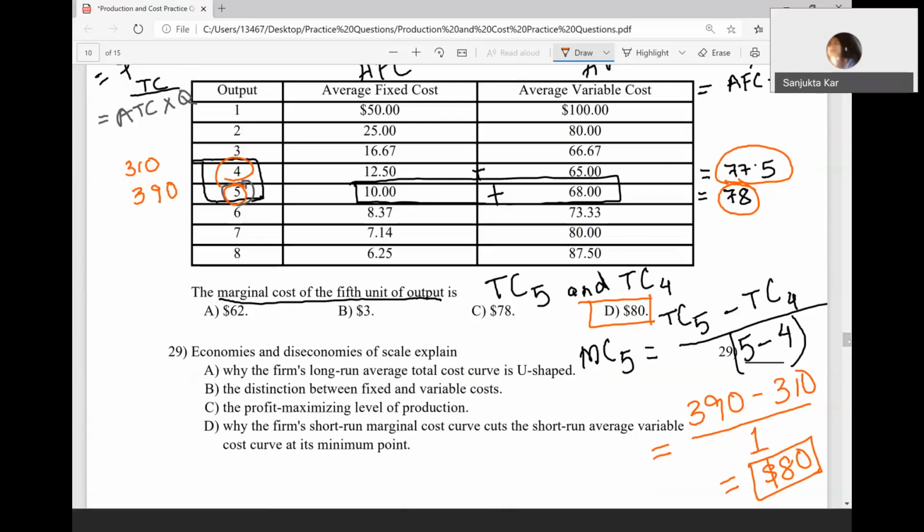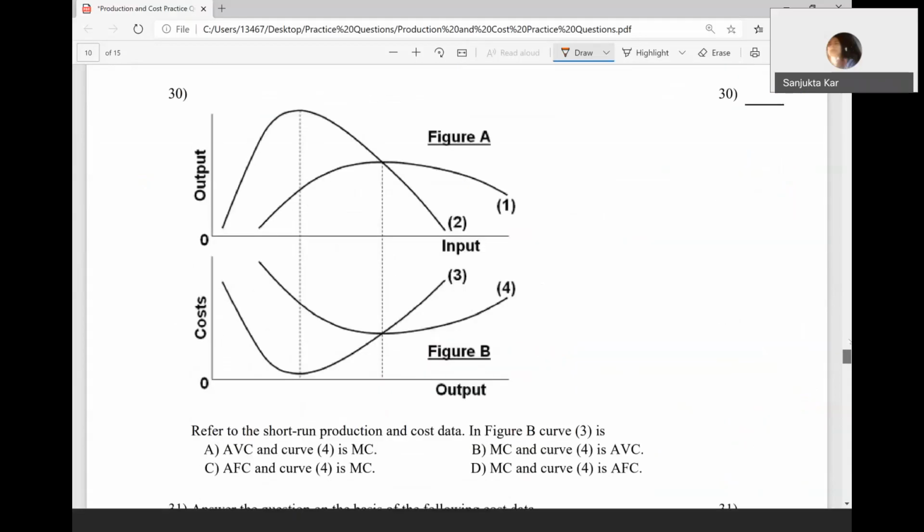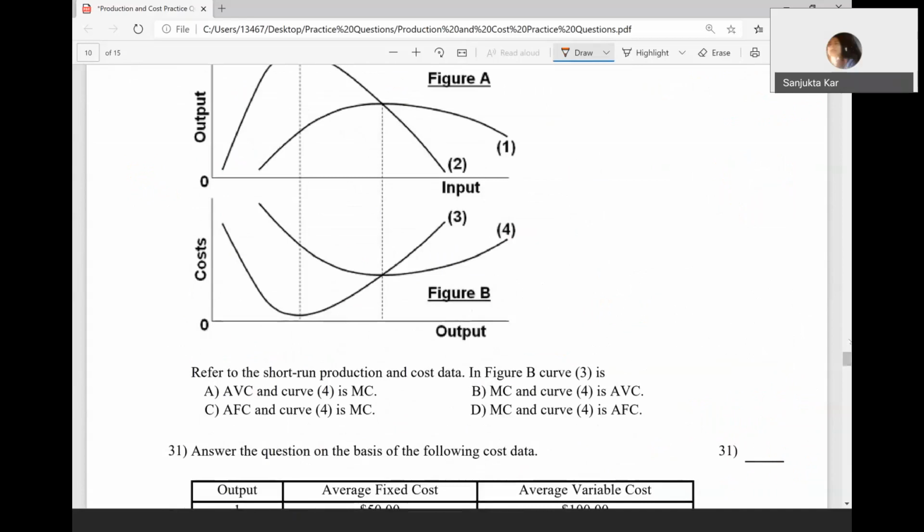This is the answer to this question. Right, question 29. Economies and diseconomies of scale. Explain why the long run average total cost is U-shaped. Like this kind of questions, I'll just encourage you to practice as much as possible.